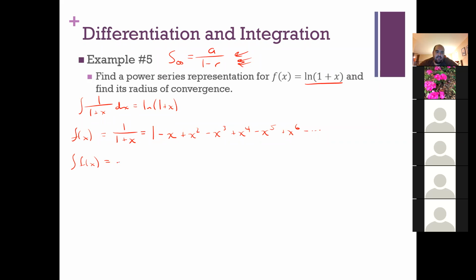So this antiderivative is going to be x minus 1/2 x squared plus 1/3 x cubed minus 1/4 x to the 4th plus 1/5 x to the 5th minus 1/6 x to the 6th, and finally plus 1/7 x to the 7th. So can we generalize that now? Would it be -1 to the n times x to the n over n?